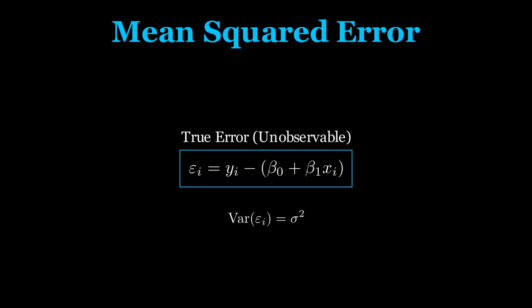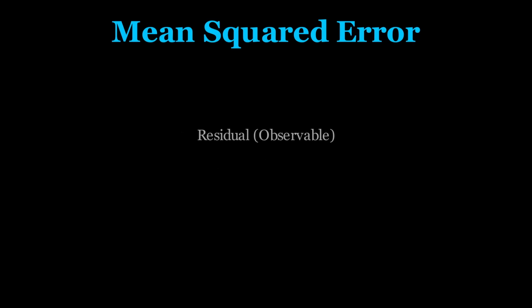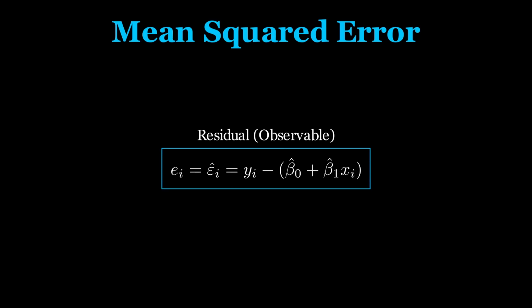One common method to estimate this variance is through the mean squared error, or MSE. The residual, e sub i, or less commonly written as epsilon hat sub i, is the estimated error based on the fitted model. Unlike the true error, residuals are observable because they use the estimated coefficients that we actually compute.